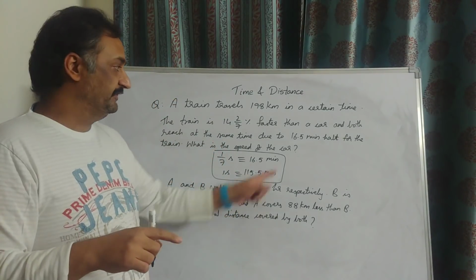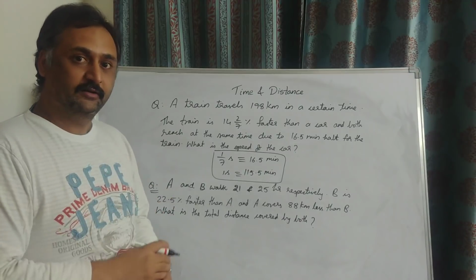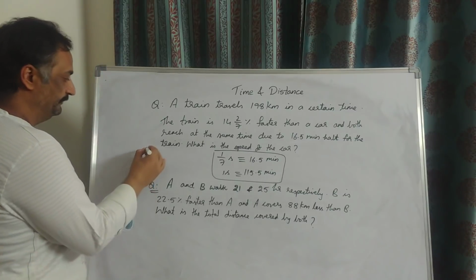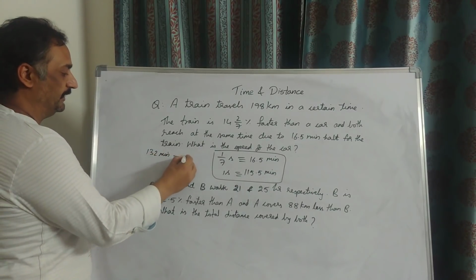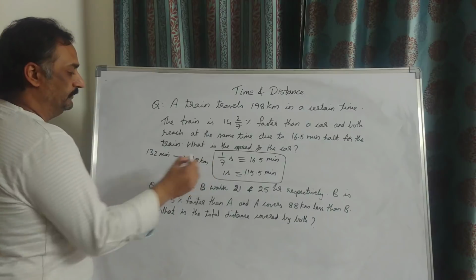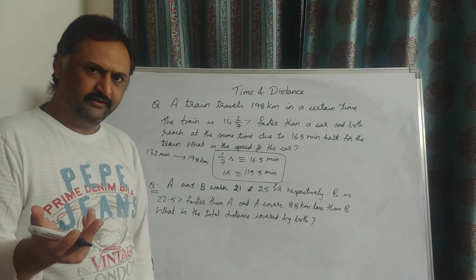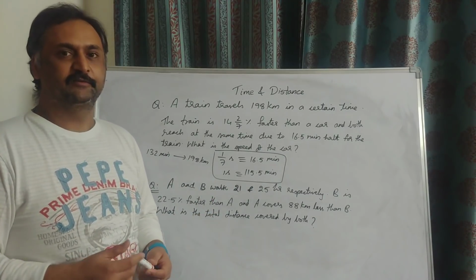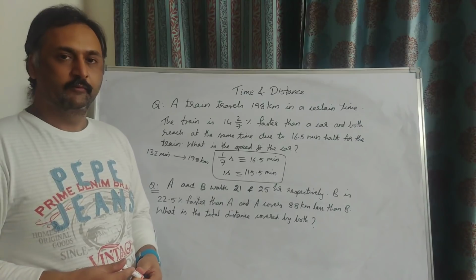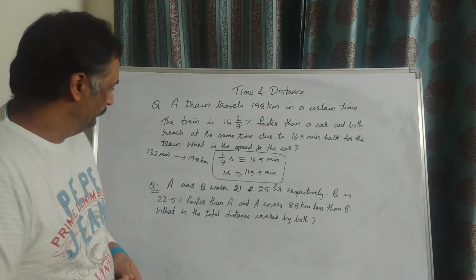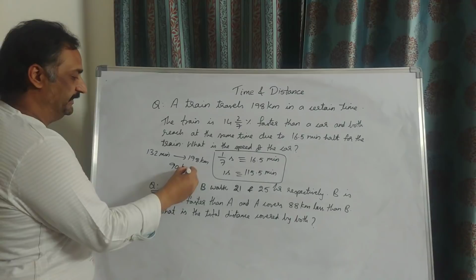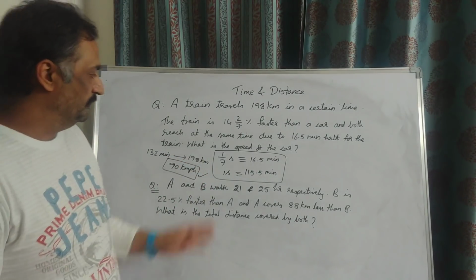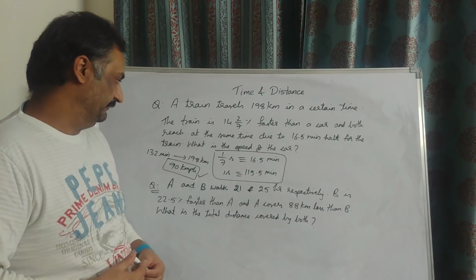The car should travel 16.5 minutes more than it because it is not halting. So the car's total time of travel is this plus this, which is 132 minutes. And in 132 minutes, the car is traveling 198 kilometers. 132 minutes is 2.2 hours, right? So in 2.2 hours, an object is covering 198 kilometers. Its speed is 198 by 2.2. You know 22 nines is 198. So its speed is 90 kilometers per hour. By using fractional proportions, we got this answer directly.